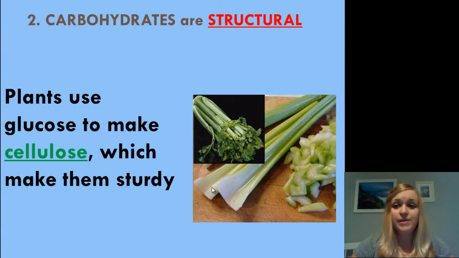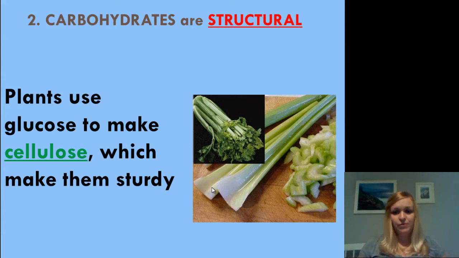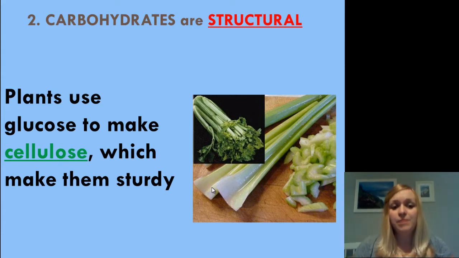Okay, now carbohydrates are also structural. And the big structural carbohydrate I want you guys to know is cellulose. So plants use glucose to make this structural polysaccharide called cellulose, and it makes them sturdy. So anytime you guys see a plant, a vegetable, and it has a nice shape to it like celery, that is because of cellulose.